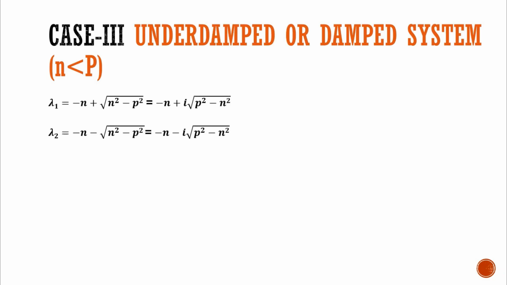Okay. Now moving to the next case, that is the damped case or underdamped case. Underdamped case is also known simply as the damped case. So here n is less than p. So when I substitute n less than p, then look at this root. Here when n is less than p, the root will become negative, right? So we can write minus 1 into p square minus n square, where root minus 1 is i, which is a complex value. So lambda 1 is minus n plus i into root p square minus n square, and lambda 2 will become minus n minus i into root of p square minus n square.